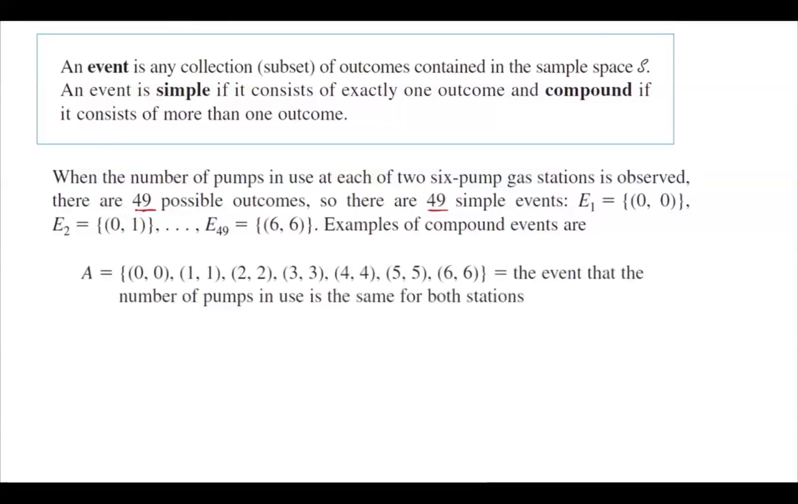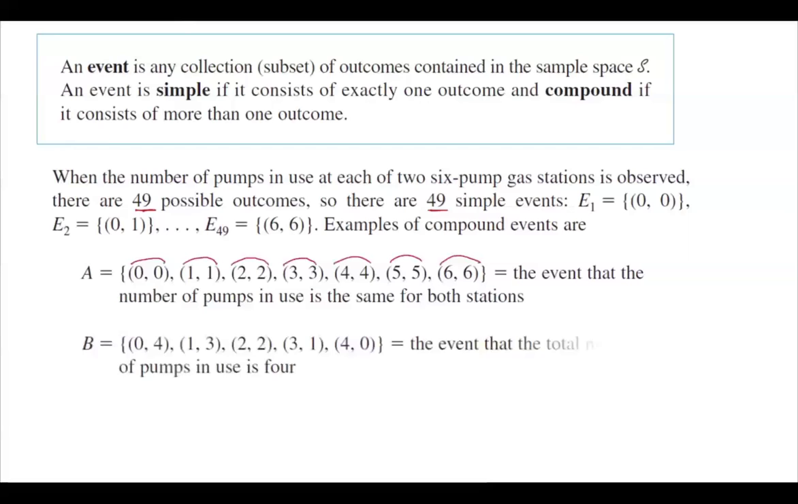You can form compound events by combining simple events. The event that the number of pumps in use is the same for both stations is no pump is used in both of these stations, 1 pump is used in these 2 stations, 2 pumps are used in each one of these stations, and you continue this process, until all 6 pumps are used in these 2 stations. So this is a compound event.